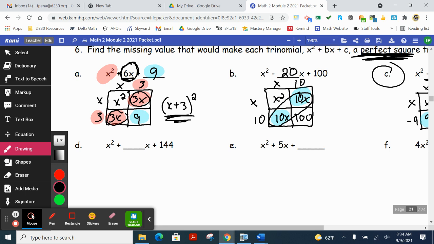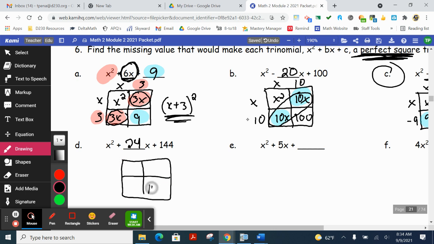D, E, and F, both. Well, E and F especially, but D. Anybody think they have D? Feeling clever. Omar, what do you think? 24. All right, Omar says 24. Do we agree with Omar? All right, good. If you got 24, you did that correctly.